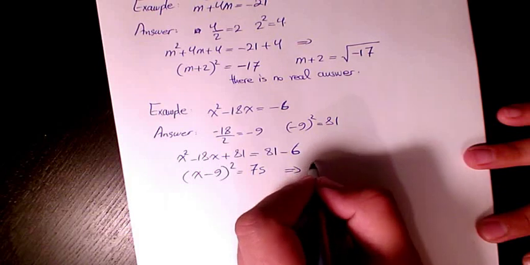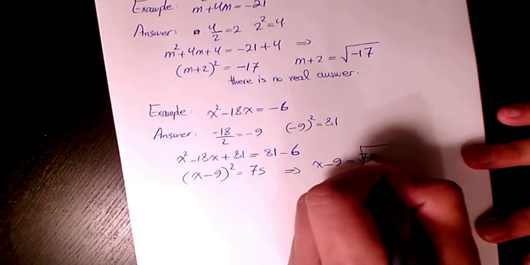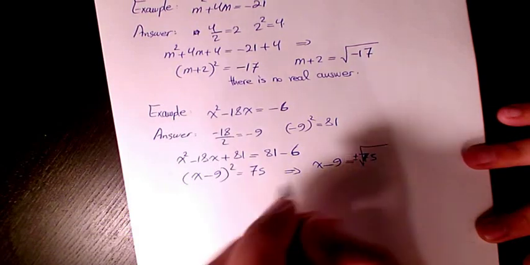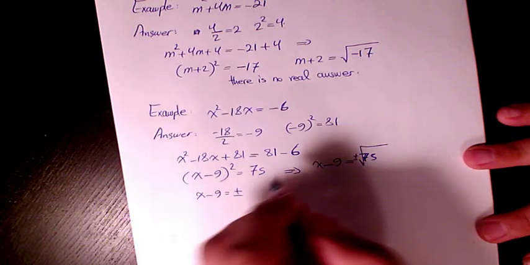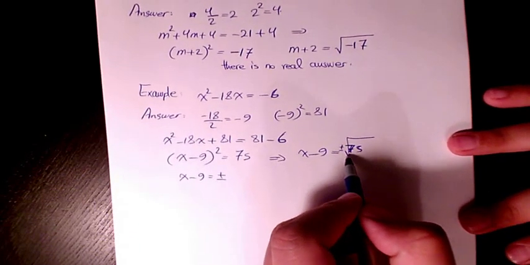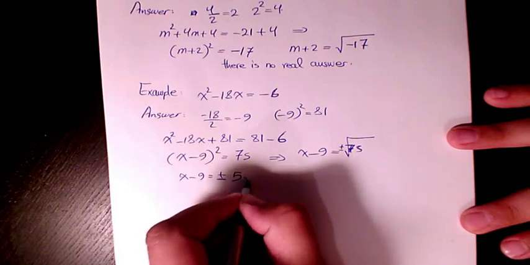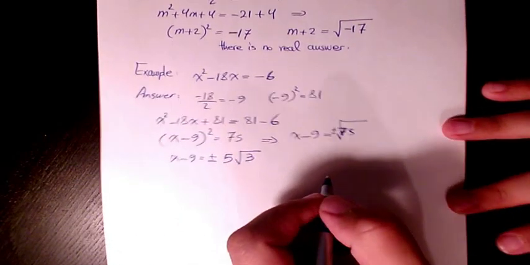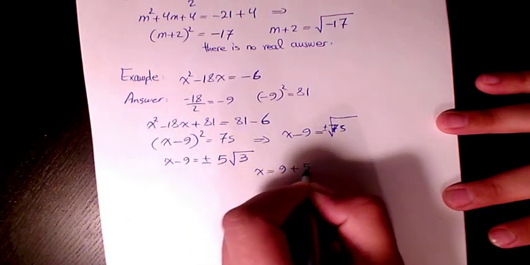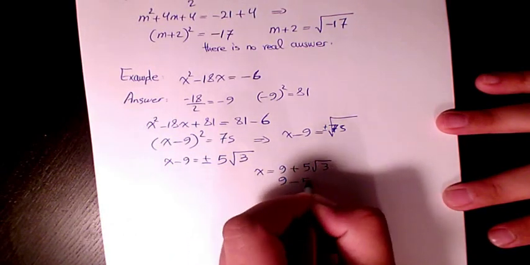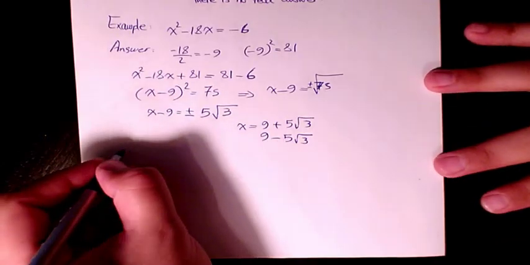Therefore, we have x minus 9 equals plus or minus the square root of 75, and the square root of 75 is the square root of 25 times 3. So the square root of 25 is 5, so it will be 5 root 3. So x will be 9 plus 5 root 3 or 9 minus 5 root 3. Next example.